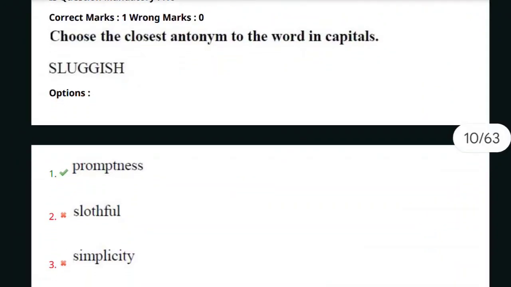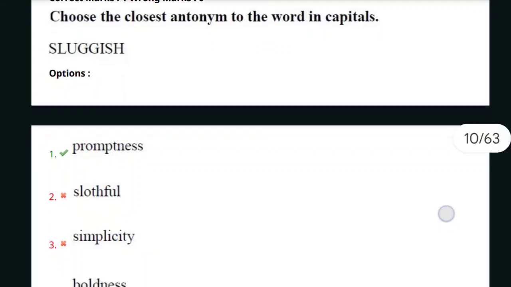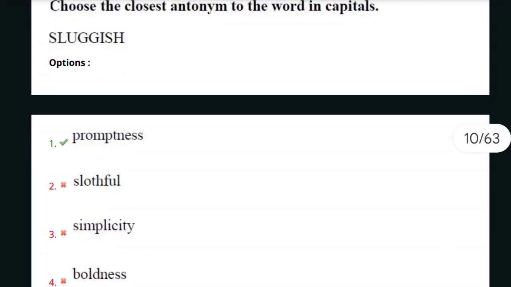Choose the closest antonym to the word in capitals. Yes. Just now we discussed synonyms. Synonyms are nothing but the words which have similar meaning. The words which have similar meaning are called synonyms, and the words which have opposite meaning are called antonyms. Now we are going to see the question on antonyms. Choose the closest antonym to the word in capitals. Here they gave you the word in capitals, that is sluggish, and here they are asking you to find the antonym to this word.